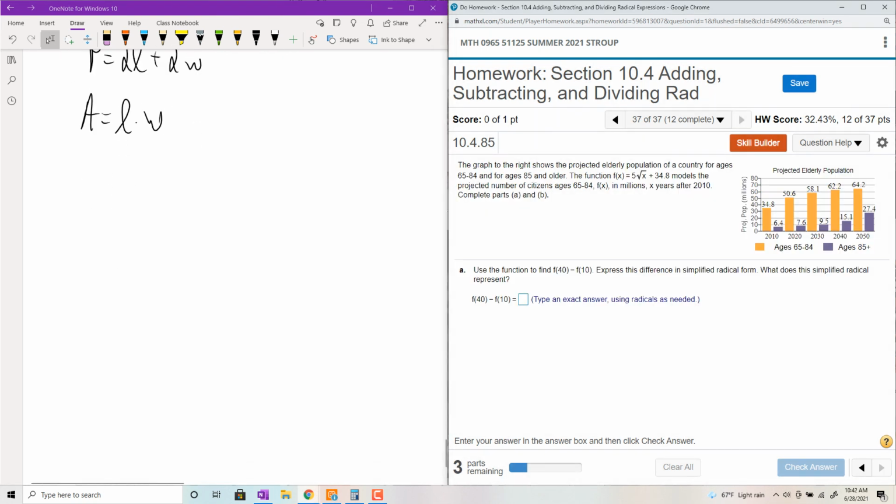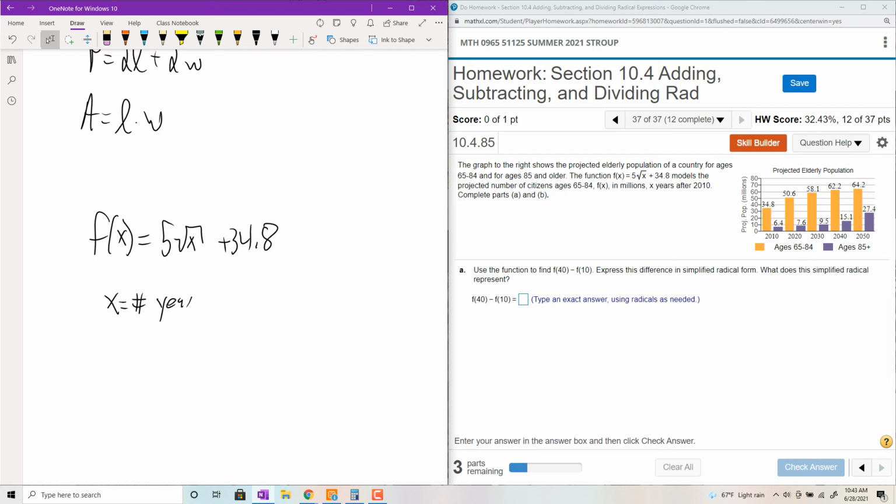37. Graph on the right. Okay, so we have a function, f of x is 5 root x plus 34.8, that models the projected number of citizens age 65 to 84 in millions x years after 2010. So this is the projected elderly population in the future. X is the number of years after 2010, and f of x is the elderly population in millions.